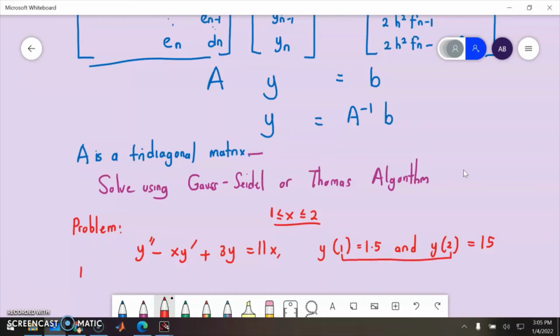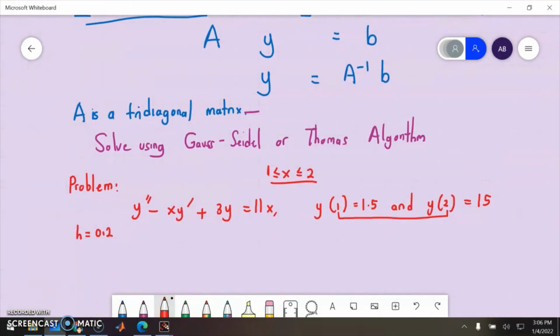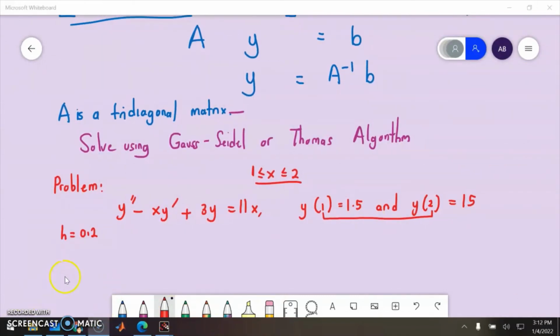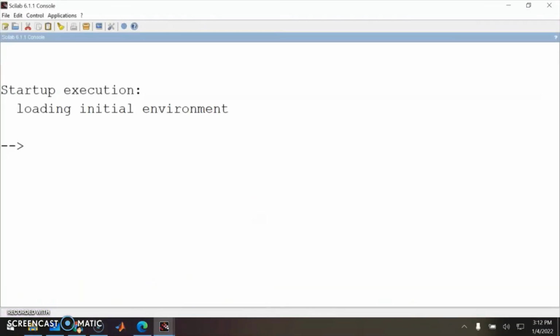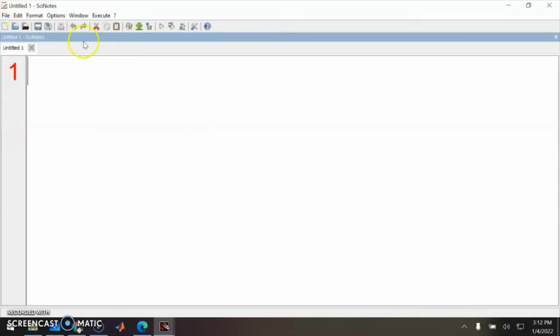So what's the step length? Let's say the h you want to use is 0.2. So let's solve this problem using Scilab. Open your Scilab. Usually I'll use Scinotes, this button here, and that will give me a new blank page. Yep, I have a new blank page.